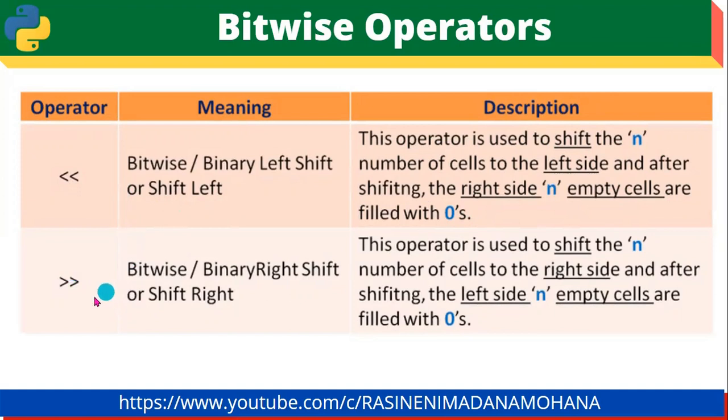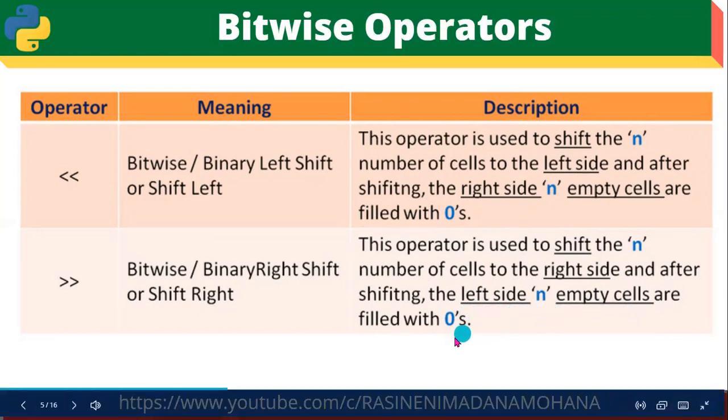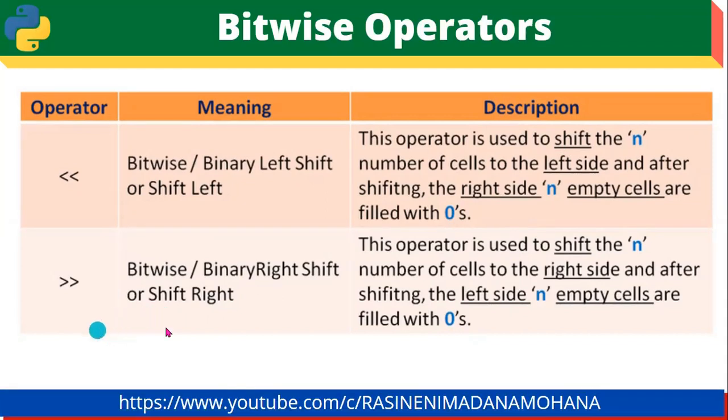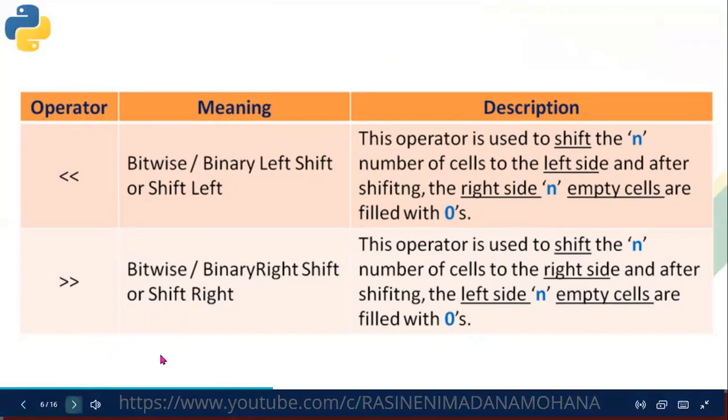The next one is right shift or shift right. It can be read as bitwise or binary right shift or shift right. Here it is exactly opposite to left shift. This operator is used to shift n number of cells to the right side, and after shifting, whatever empty cells are created on the left side are all filled with zeros. So this is the use of the right shift operator. Now we will demonstrate one example theoretically of how to calculate all these. Later we will see the Python program.